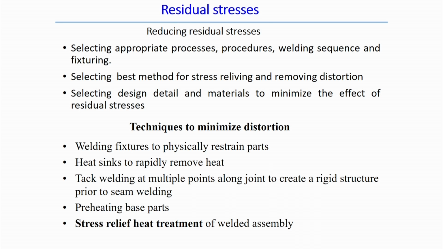Selecting the best method for stress relieving and removing distortion. So, for stress relief and removing distortion, we need to consider the best method. Therefore, select design details and the material to minimize the effect of residual stress. These are the basic principles to reduce the residual stress, but what are the techniques to minimize the distortion and residual stress? Welding fixtures to physically restrain parts, and heat sinks to rapidly remove the heat. It is possible to rapidly remove the heat, therefore we can use heat sinks, which reduce the distortion, or we can also use a highly conductive fixture material, which quickly removes the heat.